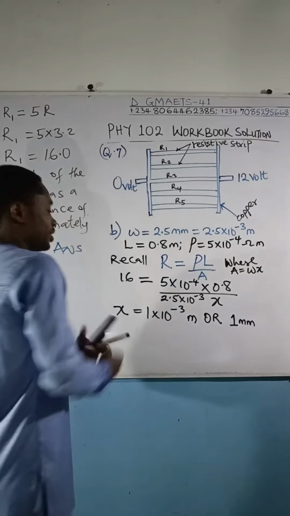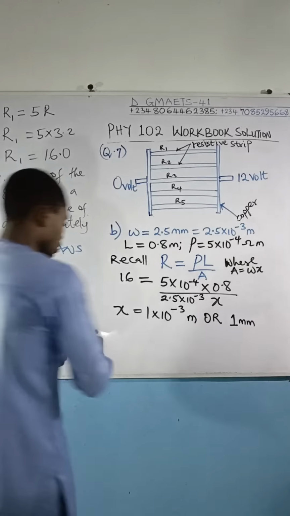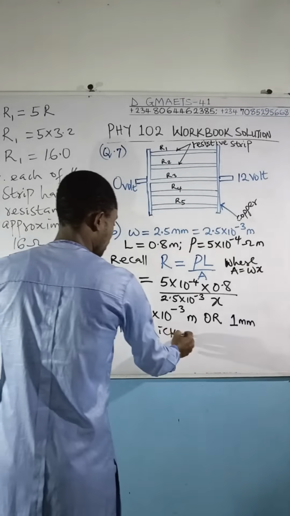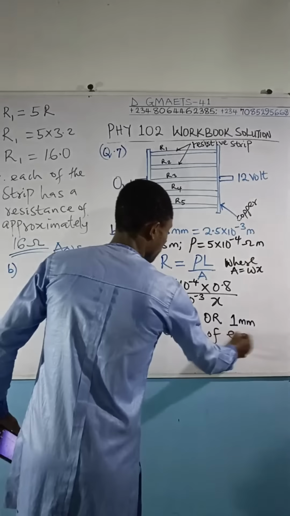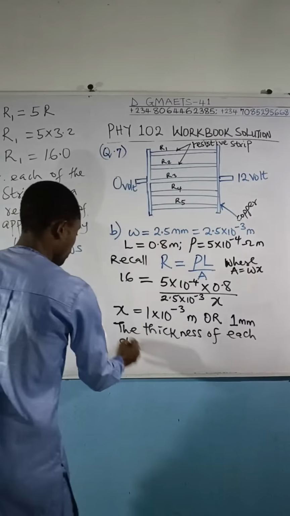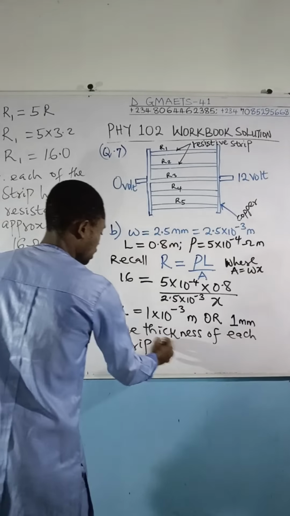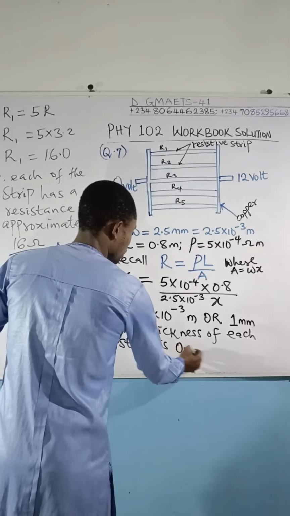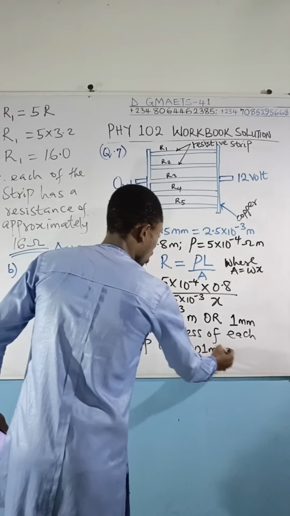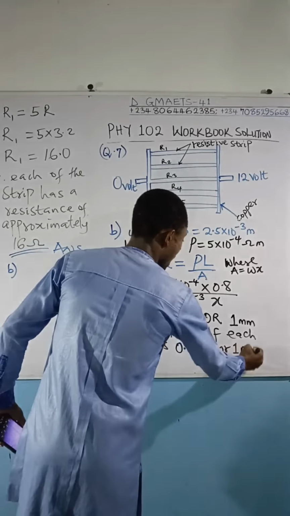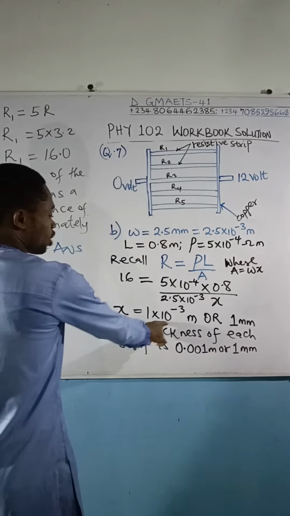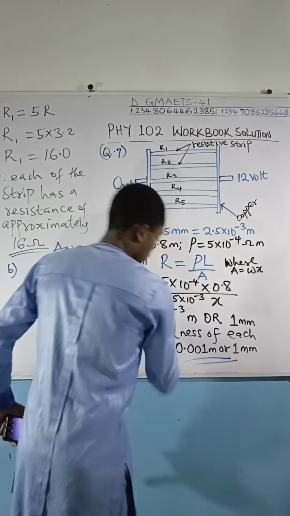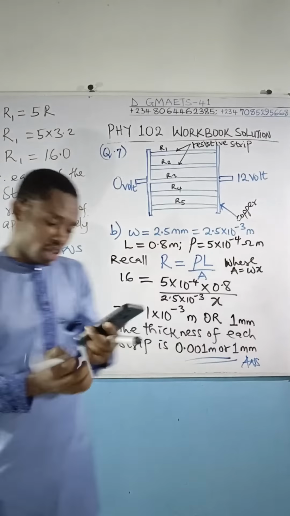So the thickness of the material, the thickness of the strip, the thickness of each strip is 1 mm. Either it's 0.001 meter or 1 mm. Remember, this is 0.001 meter, this particular value. So that is it. And we are done with this question.